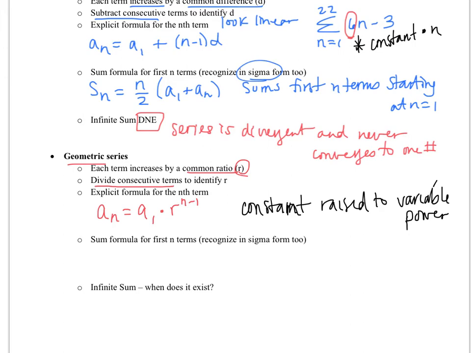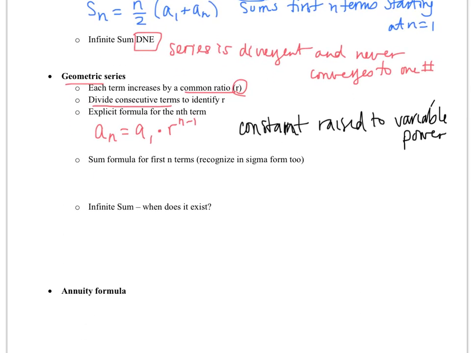Now if we recognize that it is in fact geometric, then we can use the geometric sum formula also. And our geometric sum formula is that S of n equals the first term times 1 minus r to the nth power, all divided by 1 minus r. Now notice here that my r value is raised to the nth power before it is subtracted from 1, and that is very important.